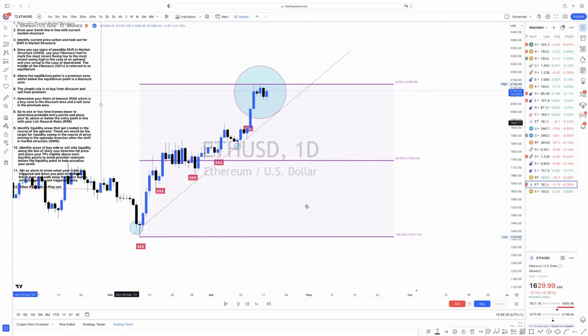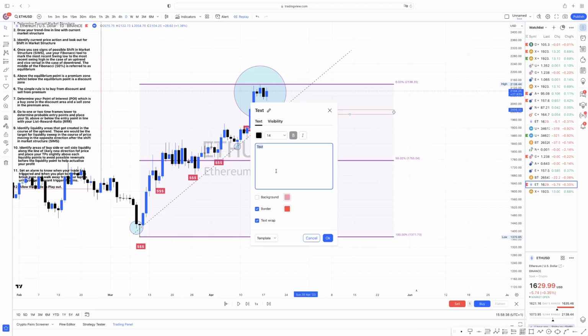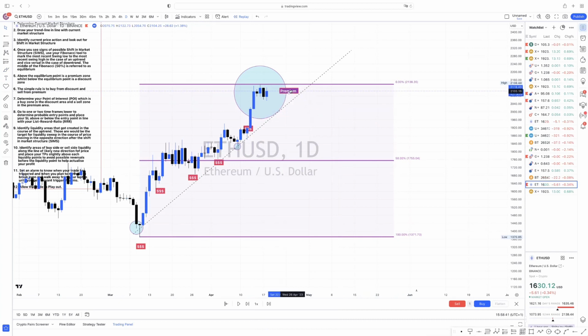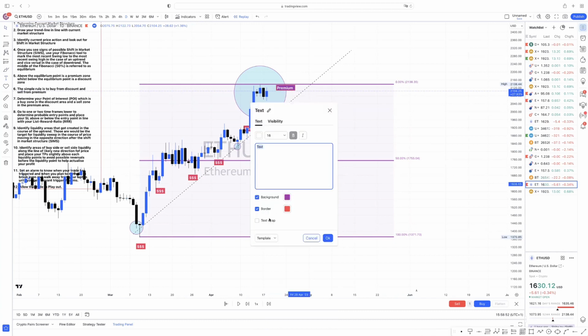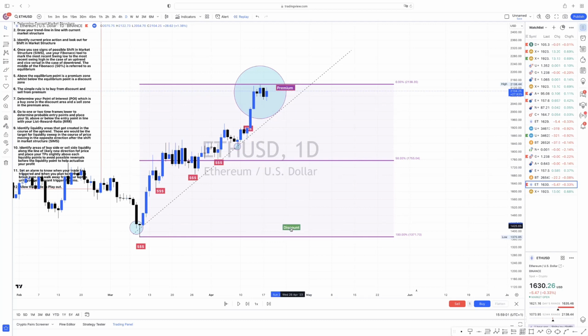Okay? Now, what am I saying? I'm saying that this whole area here is premium. I think I have it in my template. This whole area here is premium. This whole area from this 50% upward is premium. And then this point to this other point here, I also think I have that in my template, is actually discount. So this is a discount zone, right? So now a standard rule, the simple rule is to buy from discount and sell from premium.